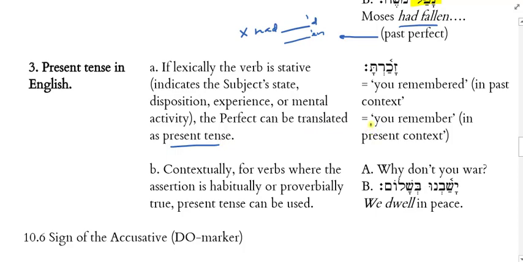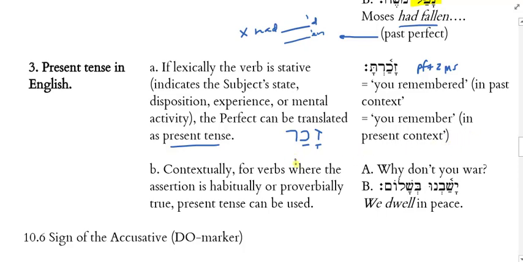So think of the verb zachar. Zachar means to remember. And what is remembering? Remembering is an experience, as it were, or a mental activity. And so, if I use the perfect of zachar, I could translate that as past. So, zacharta, that's the perfect 2MS form in the Qal. That could be 'you, man, remembered,' if the context is past. But if I'm in a present tense context and I'm using a stative verb like this, then I could also translate this as 'you remember.' So either of those would be appropriate renderings for the perfect.